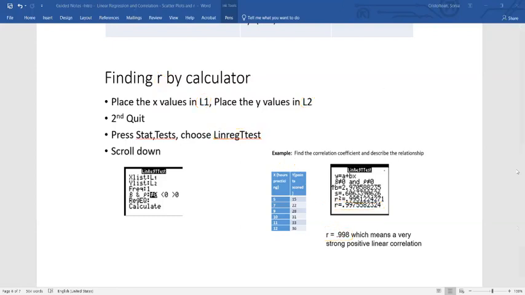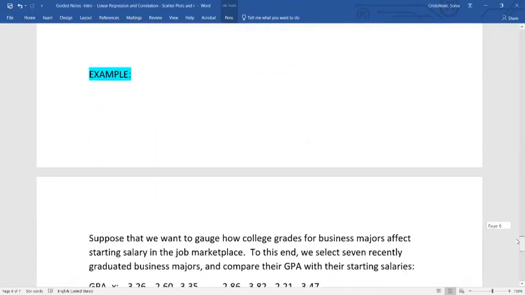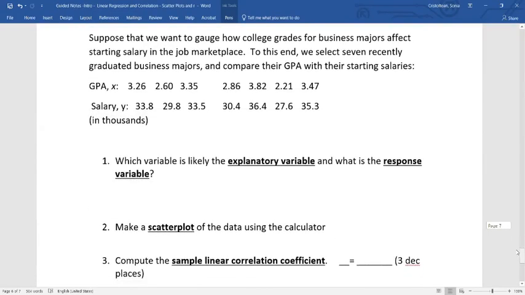Here is the example, and we'll be using this example actually to do a lot more. So you will see this example again. Suppose that we want to gauge how college grades for business major affect starting salary in the job marketplace. To this end, we select 7 recently graduated business majors and compare their GPA with their starting salary. We have this data, the GPA X and the salary Y. The salary is in thousands.